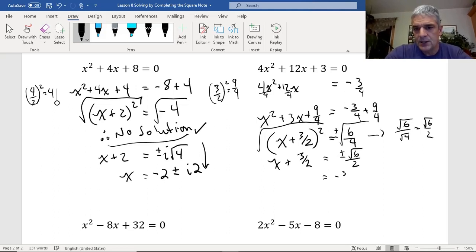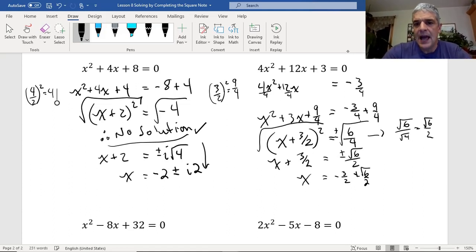And when the 3 over 2 comes over, it's going to be minus 3 over 2. Oh, sorry, 3 over 2. It's not 2/3. I'm saying it backwards. Sorry. Minus 3 over 2 plus or minus the root of 6 over 2. Sorry. And this equals x.